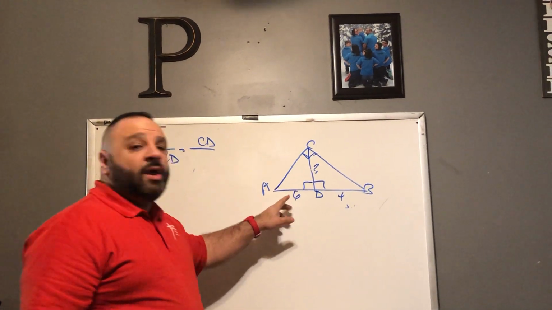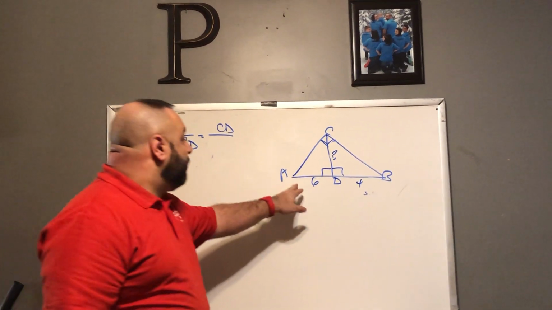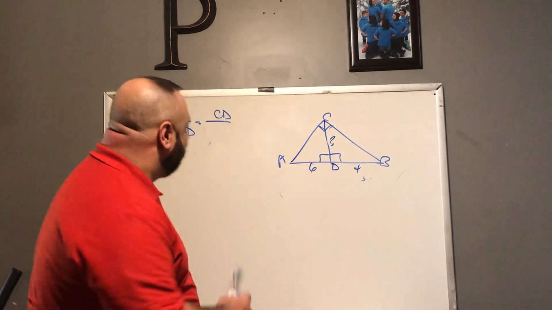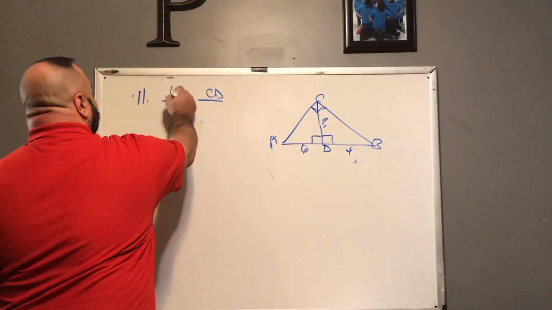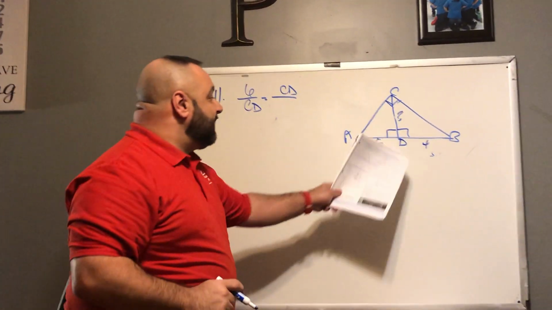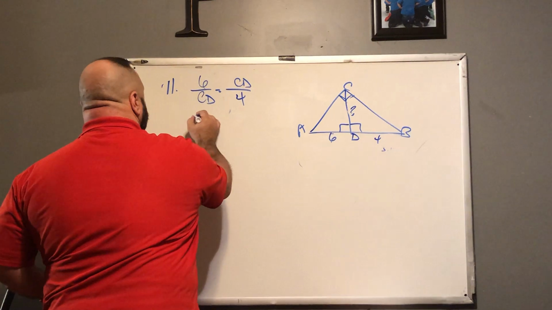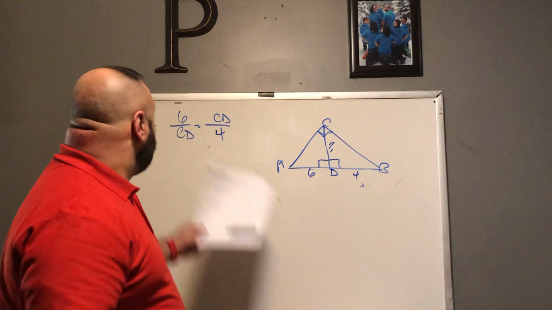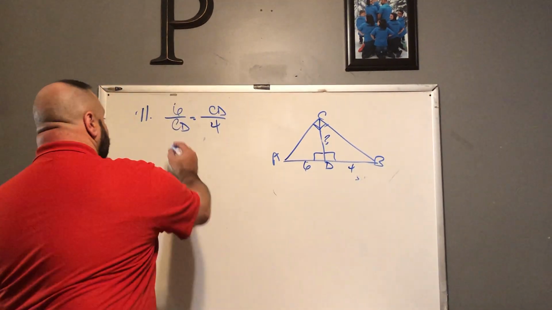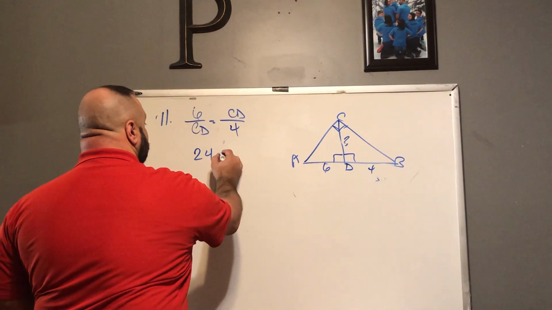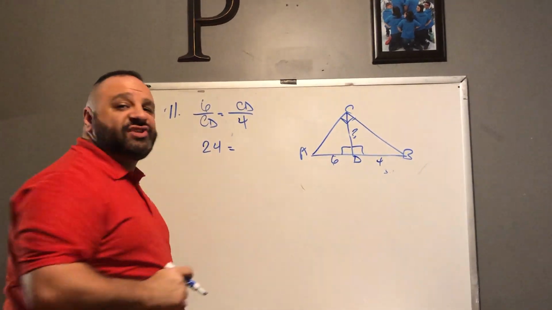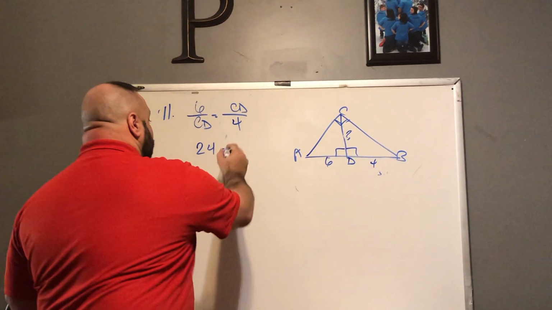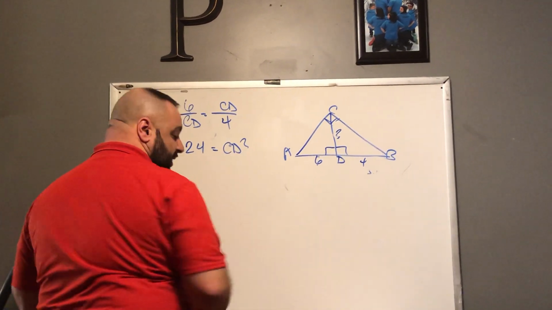So the first and fourth terms of our proportion would be, very good, segment AD and segment BD. So segment AD would be 6 and segment BD would be 4. Now let's solve the proportion. The product of the extremes is equal to the product of the means. So 6 times 4 would be 24. And CD times CD would be what, class? CD squared. Good.